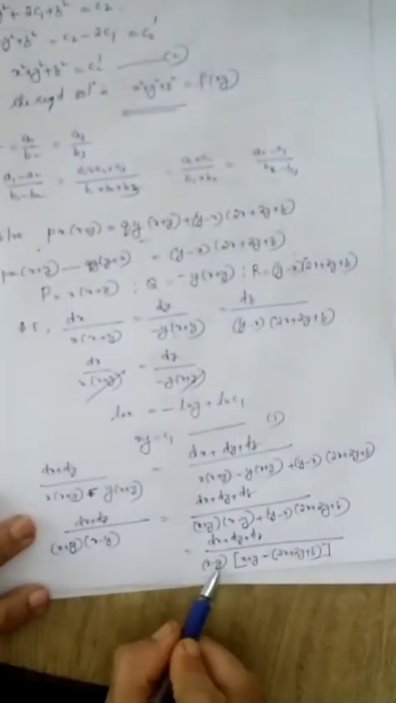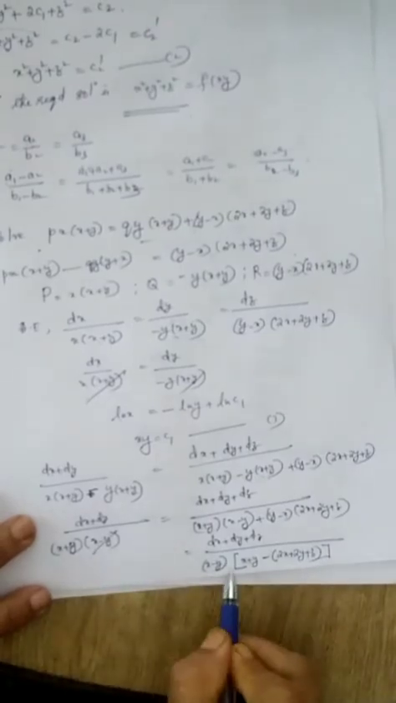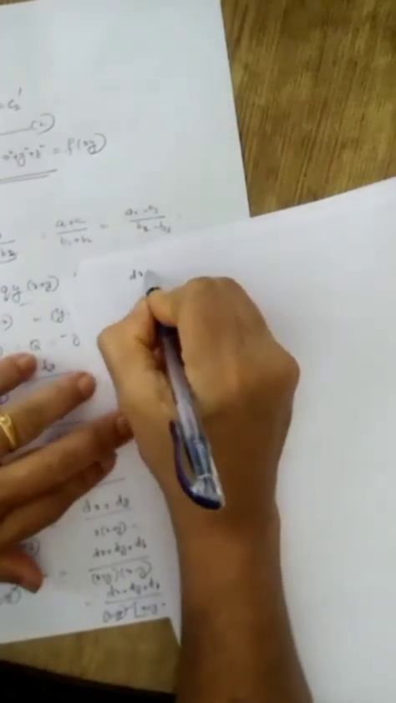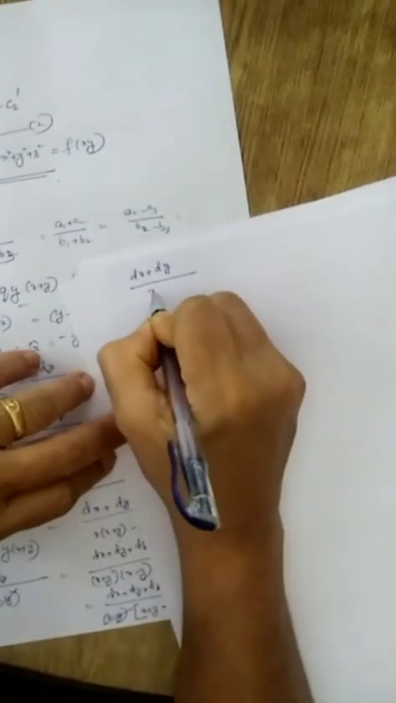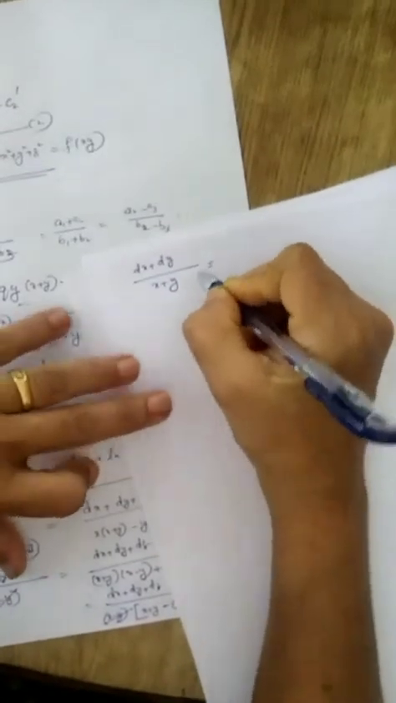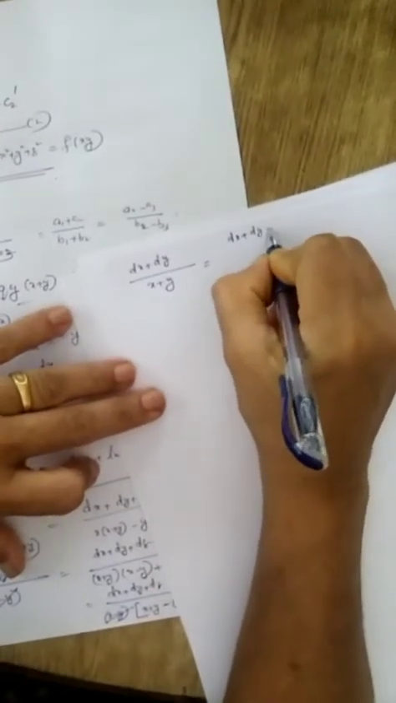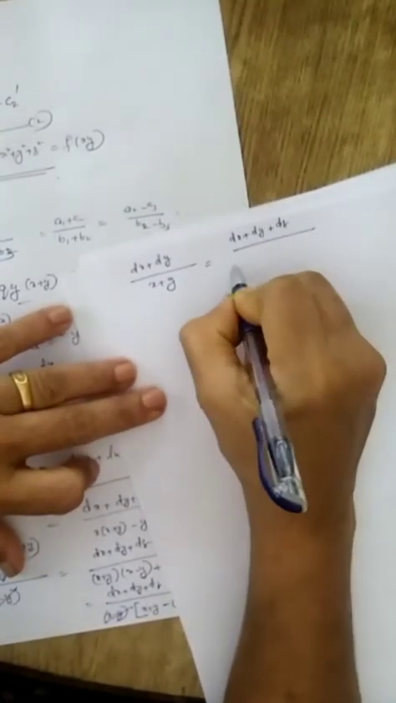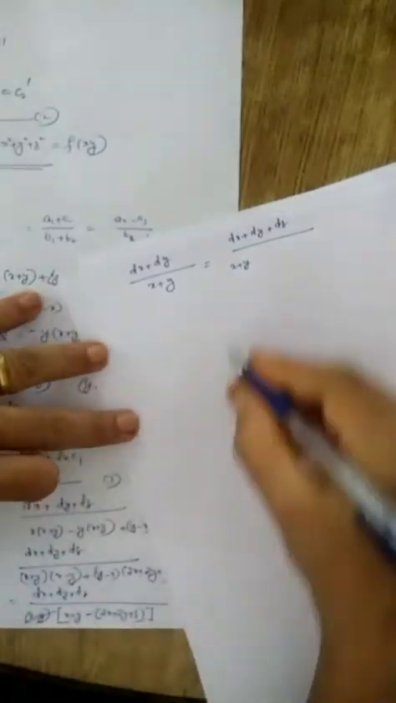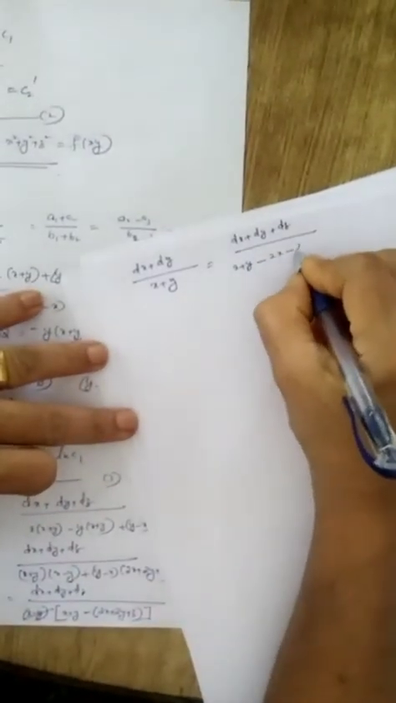Now, comparing the left and right sides, we have x minus y is common, so cancel. So what remains on the left side? We get dx plus dy divided by x plus y equal to dx plus dy plus dz divided by x plus y. Now opening the negative sign, we have minus 2x minus 2y minus z.